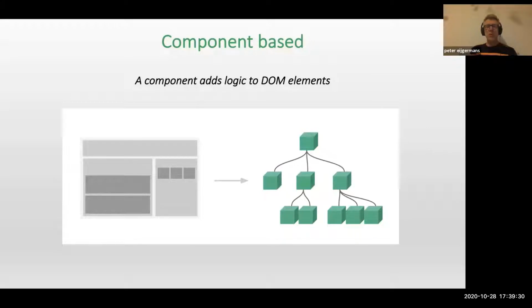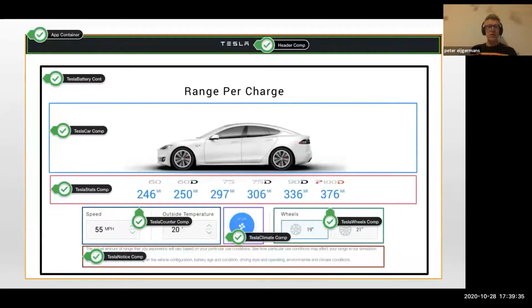Okay, it's component-based Vue, of course. It adds logic to your DOM elements. You see how the application is built up, what kind of containers and components it consists of. The app container, and within the app container we have a header component, and then the thick black box, that is the Tesla battery component. Within the Tesla battery component we have a lot of other dumb components like the Tesla car and Tesla stats component.